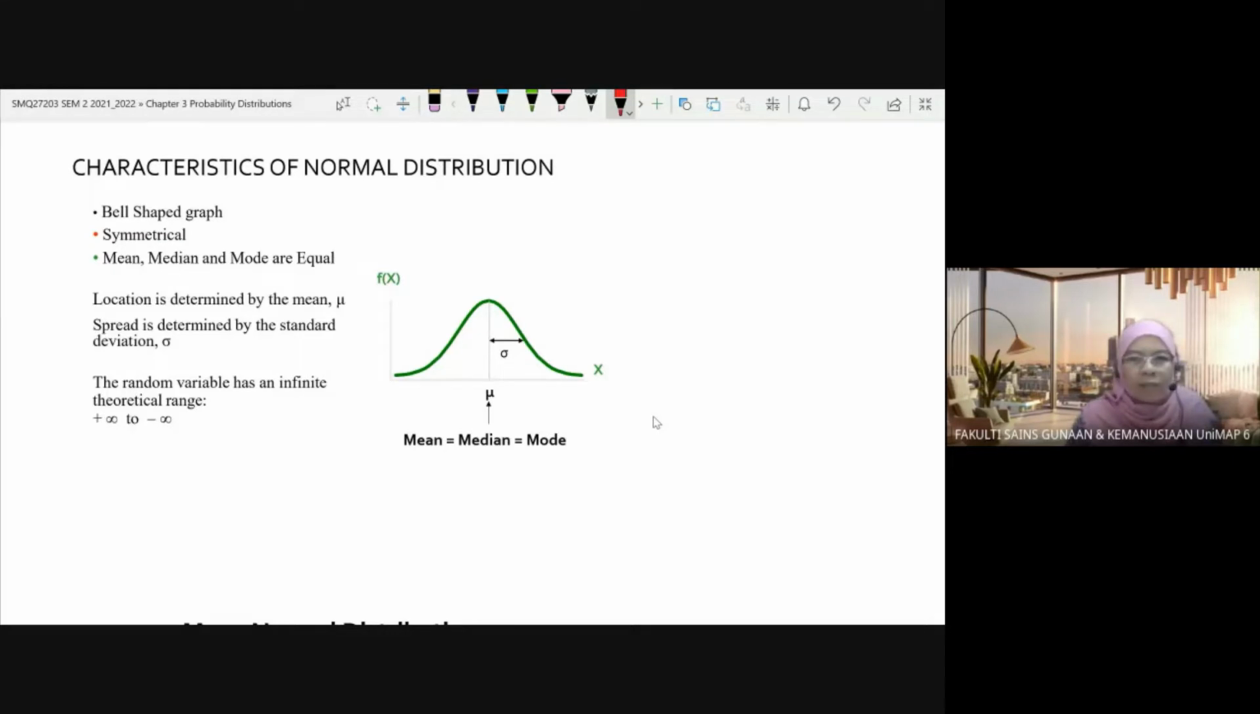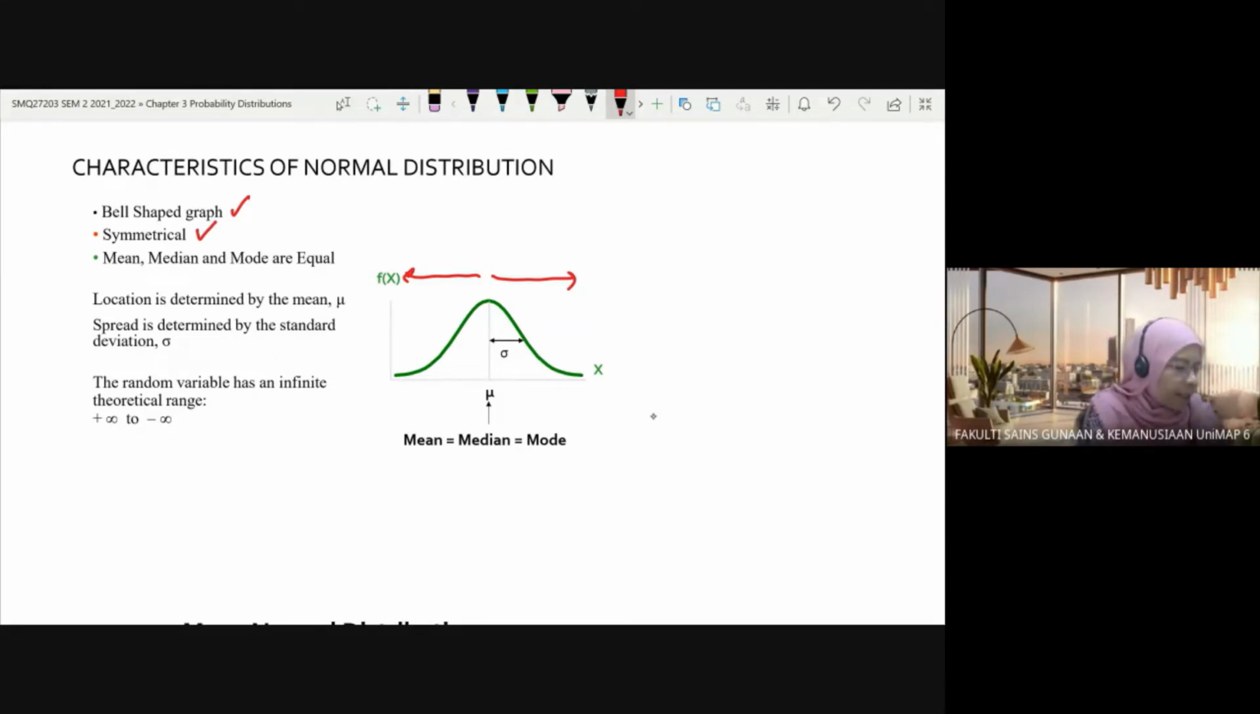So what are the characteristics of normal distribution? As in binomial, there are 4 characteristics of the binomial distribution, and you have 1 characteristic under Poisson distribution. What about normal distribution? The first one is that it shall be a bell-shaped graph. Bell-shaped means it is symmetric. The half part from the middle to the left and the half part from the middle to the right are exactly the same. It is a mirror of one another.